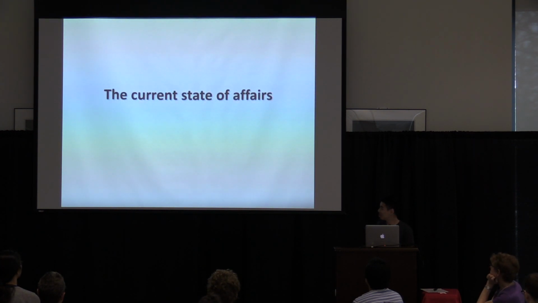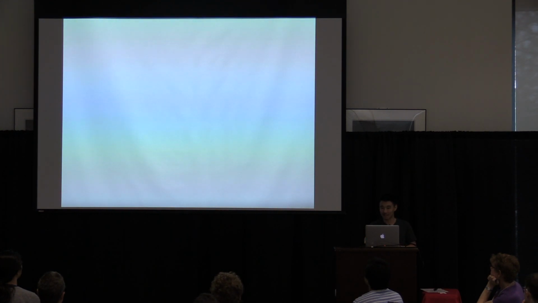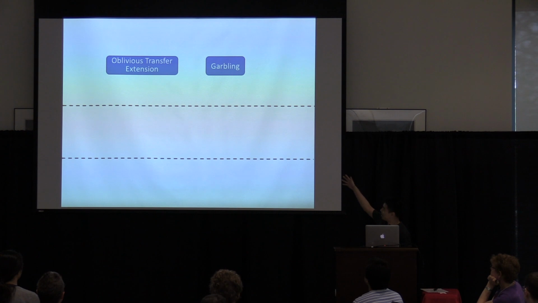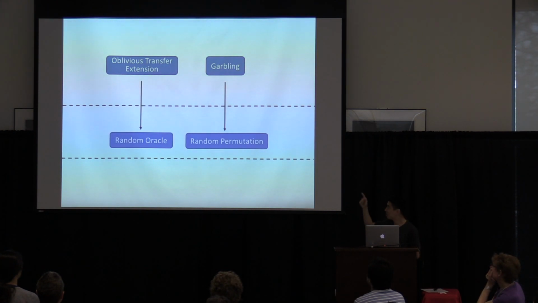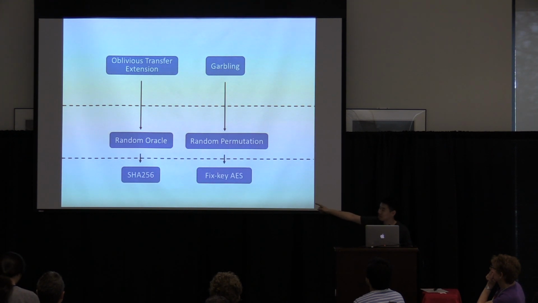So let me start with the current state of affairs. What's happening right now? Again, I'm zooming in to the bottom three layers: implementation, primitives, and the protocols. We have oblivious transfer and extension, and garbling. We know that oblivious transfer extension can be proven secure in the random oracle model, and garbling can be proven secure in the random permutation model. In the implementation, for example, we can instantiate the random oracle as SHA and the random permutation with fixed-key AES. That's our choice of implementation.